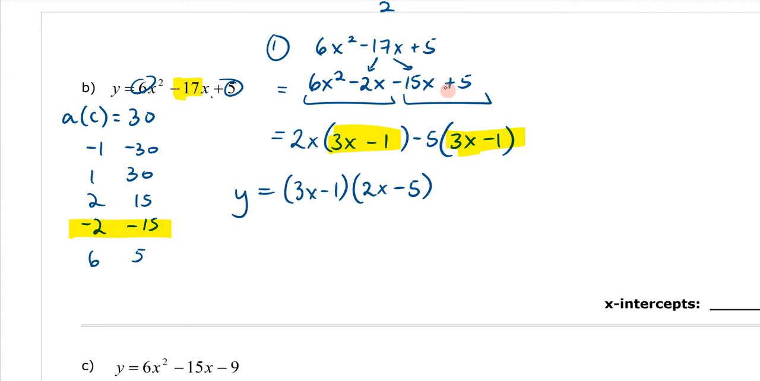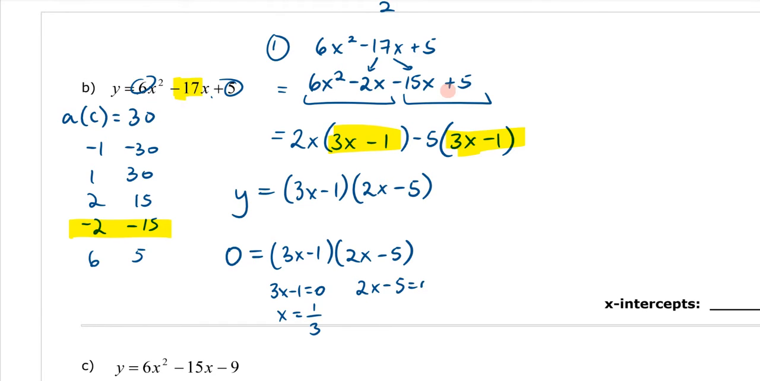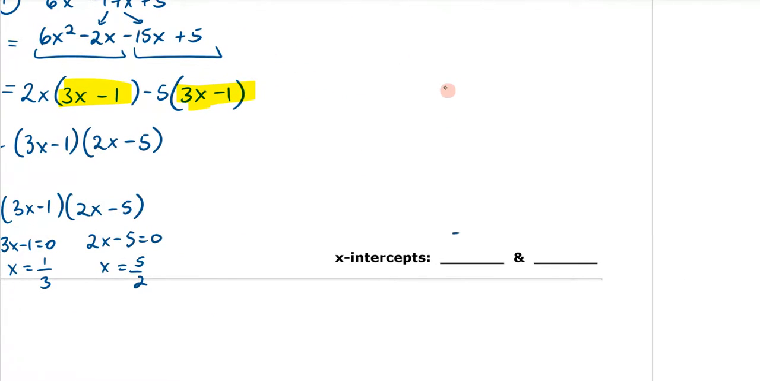Okay. Now, if you want your x-intercept, set that y value to 0, solve for your x. So to get a factor of 0, let's say 3x minus 1 equals 0, x equals 1 over 3, if I add 1 to both sides and then divide by 3. Over here, 2x minus 5 equals 0. Solve for x. X equals 5 over 2. My x-intercepts are 5 over 2 and 0, and 1 over 3 and 0. Keep the fractions.